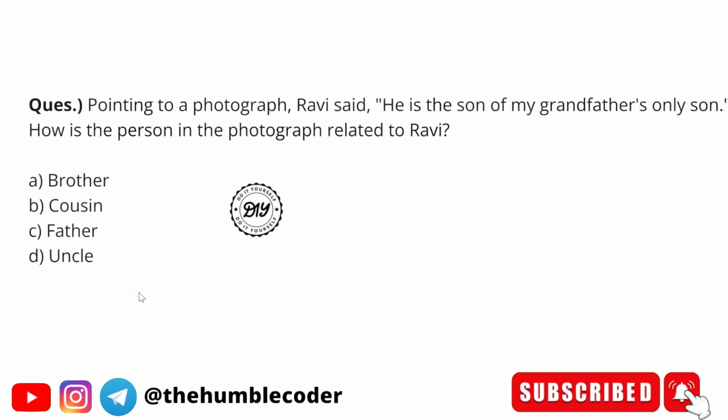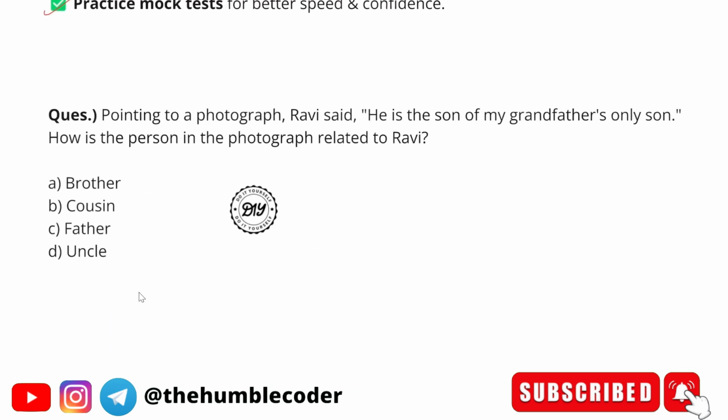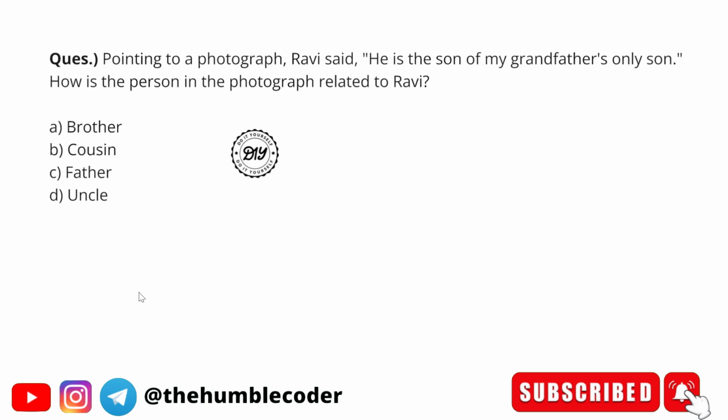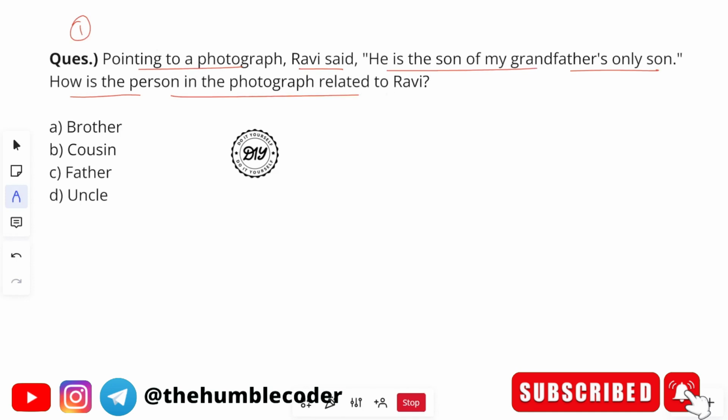Okay guys, now we have seen a lot of things. I have two DIY questions for you for this video. Make sure to attempt them and write down the answer in the comment section. The first question is, pointing to a photograph, Ravi said, "He is the son of my grandfather's only son." How is the person in the photograph related to Ravi? The options are brother, cousin, father, and uncle. This is your DIY question number 1.